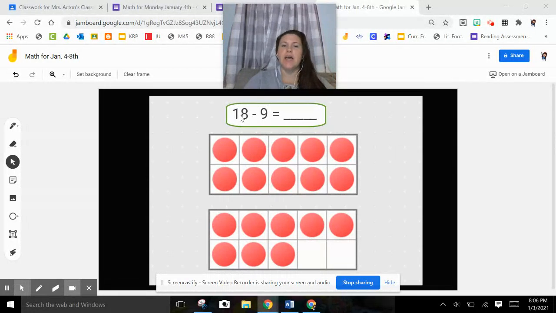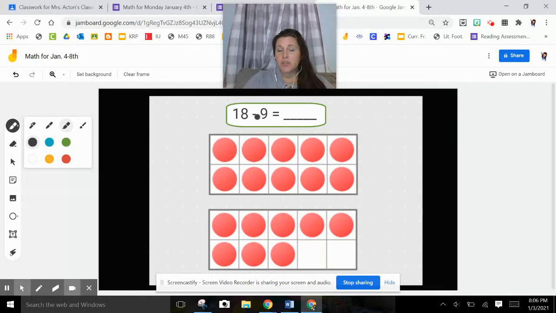So the first one is 18 subtract 9. The first thing I want to do is show the number 18, and that is with a tens frame. It's already done for me. 1, 2, 3, 4, 5, 6, 7, 8, 9, 10, 11, 12, 13, 14, 15, 16, 17, 18. So I've got the number 18. Now I need to take away 9 from my number. Take away just means I get rid of it, so I'm going to just cross it out.